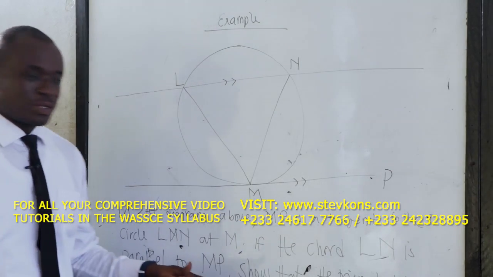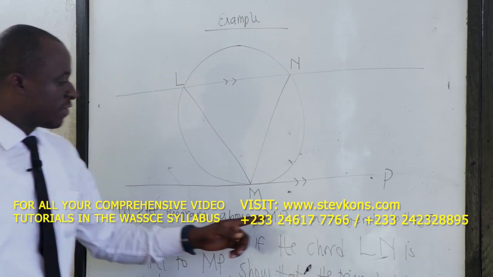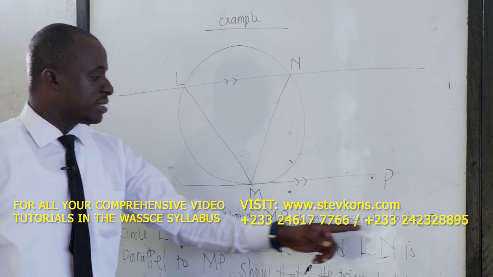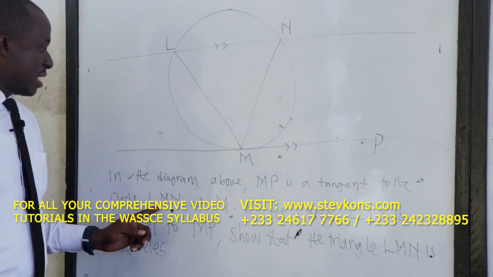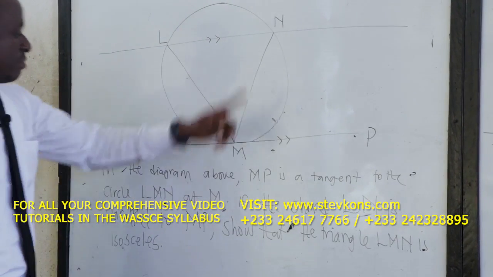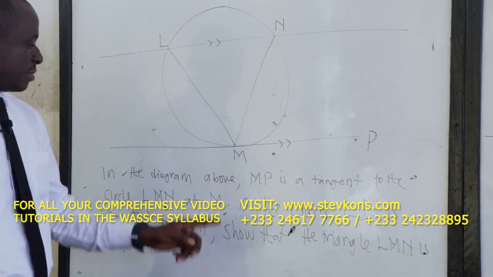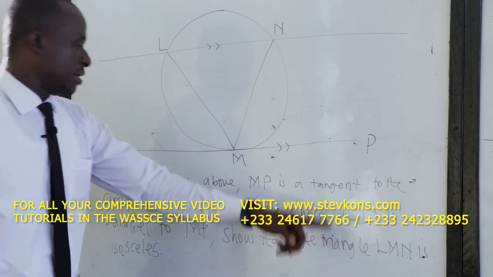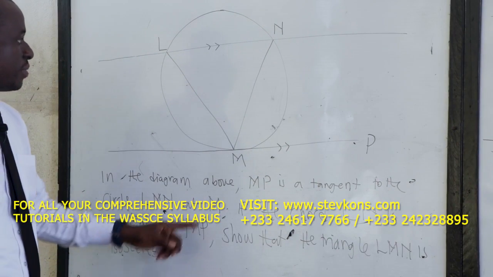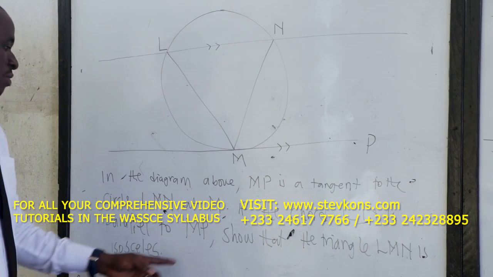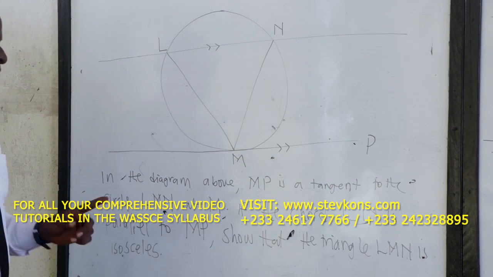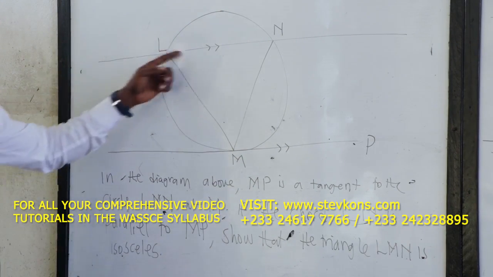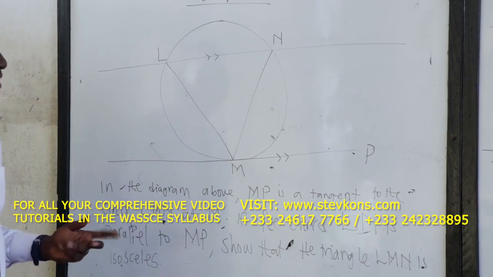Now let's consider this pathway. You see that in the diagram above, MP is a tangent to the circle LMN at M. If the chord LN is parallel to MP, you have to show that the triangle LMN is isosceles.